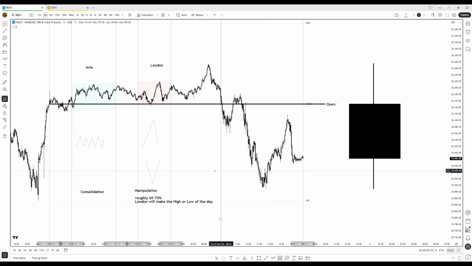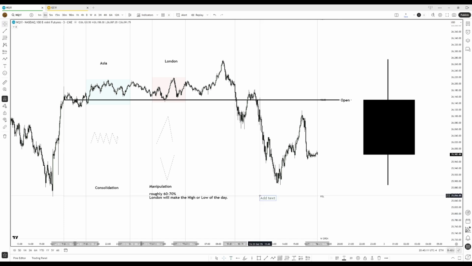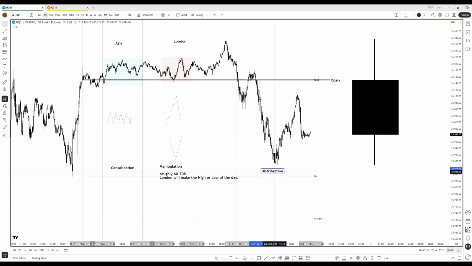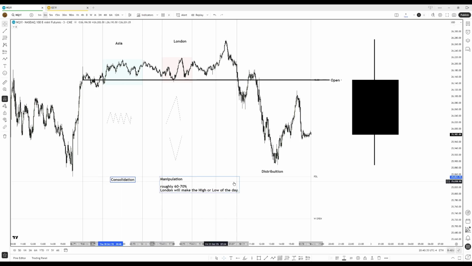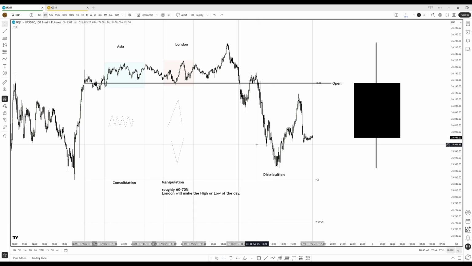It will be either a manipulation, right? Or, well, actually, you know what? I'm going to keep it simple. It's going to be the distribution phase. Yeah, distribution phase, right? Yeah, the working zone. Yeah, the distribution. So this is where it distributes. Price will distribute to where it has to go, right?